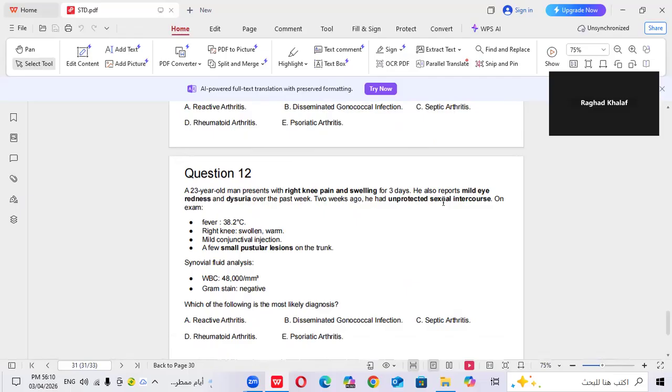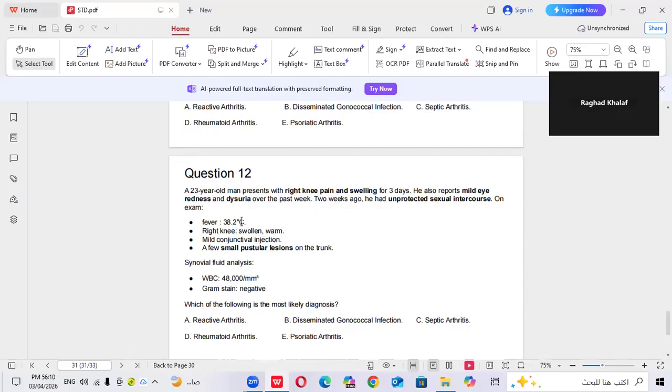2 weeks ago, he had unprotected sexual intercourse. As we said, it takes between 1 to 4 weeks to develop. Well, he actually had the unprotected sexual intercourse 2 weeks before, and then after 2 weeks he developed these symptoms. So he is within the time frame for developing reactive arthritis from a chlamydial infection.